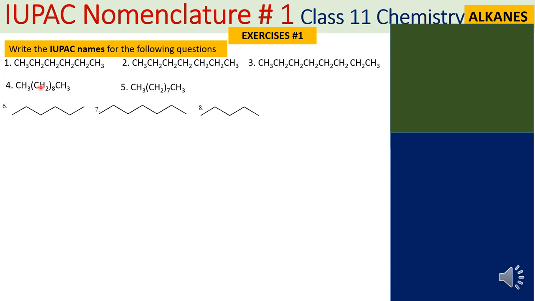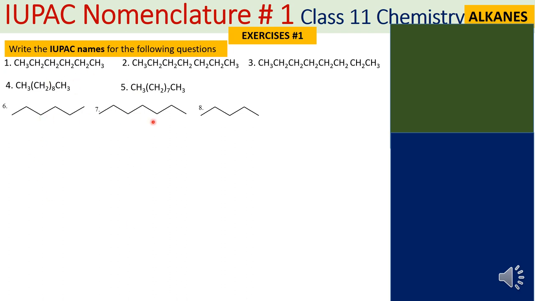So here it has to be expanded like this. Here, 1, 2, 3, 4, CH2 4 times. Actually, this is CH3, CH2 4 times up to this, and CH3. Whereas here CH2 is repeated 8 times. So it has to be expanded, and then start writing the name for this compound.